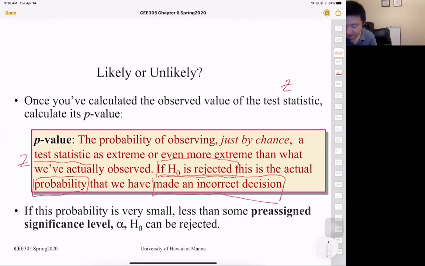The smaller the p-value, the more likely we should reject H0. If the p-value is smaller than a certain pre-assigned significance level alpha, so if p is less than alpha, then we reject H0, and we conclude H1 is true.